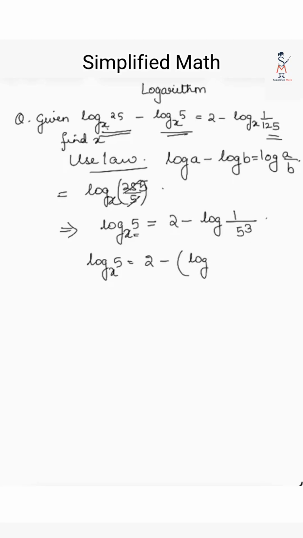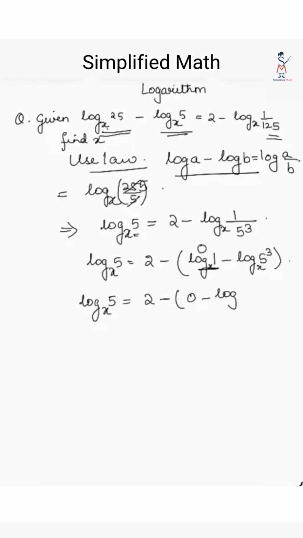Again, we will write 2 minus, log a by b is log a minus log b. So this will become log 1 minus log 5 raised to the power 3. Can we write it like this? We can. Log 1, whatever the base be, whatever is the base, that is not a problem. Log 1 is always 0. So this will turn out to be 0 minus log 5 raised to the power 3 to the base x.